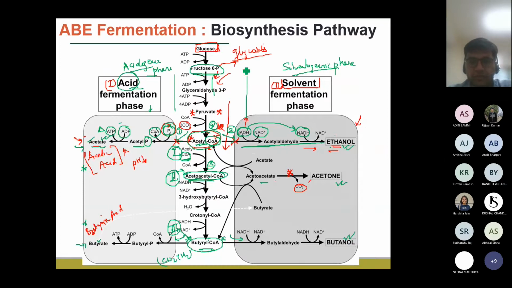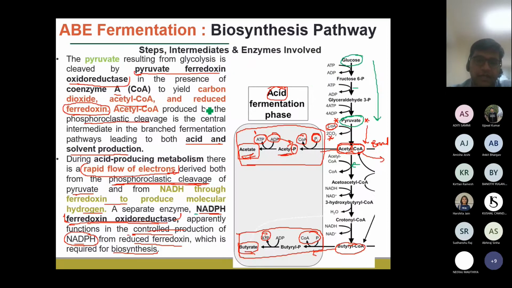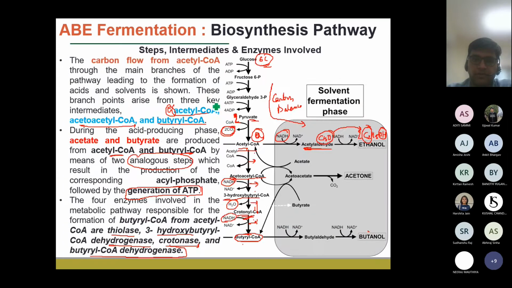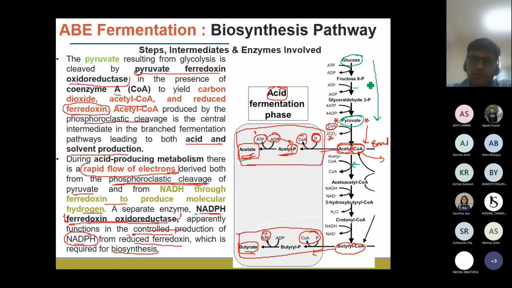So looking into this overall pathway of the ABE fermentation and the intermediate steps that are there, especially the production of the acetate or the butyrate, several enzymes are responsible for the production of it. So one thing that is sure, you see this type of biosynthetic pathways are there. In this online course we don't need to remember everything, but you have to understand what is happening at each and every step.